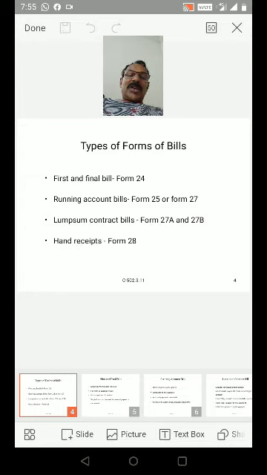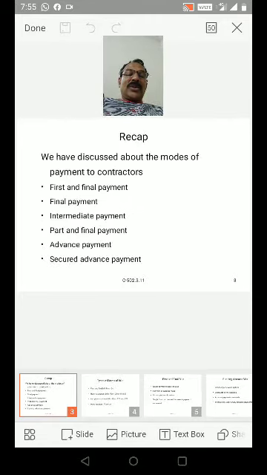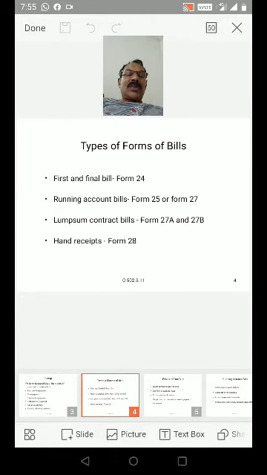So the first and final bill, form 24, we have discussed. Second, the running account bill, form 25 or form 27, we have discussed. Third, the lump sum contract bill, form 27A and form 27B, also discussed. Now we are going to discuss the hand receipt, form 28.